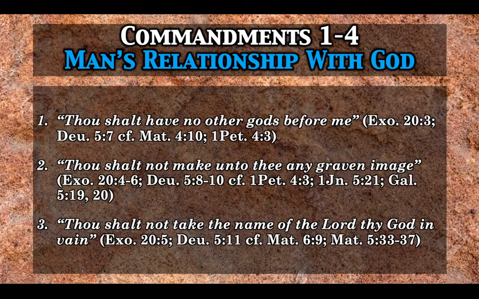"But thou shalt perform unto the Lord thine oaths. But I say unto you, swear not at all, neither by heaven, for it is God's throne, nor by the earth, for it is his footstool, neither by Jerusalem, for it is the city of the great king. Neither shalt thou swear by thy head, because thou cannot make one hair white or black. But let your communication be yea, yea, nay, nay, for whatsoever is more than this, cometh of evil."